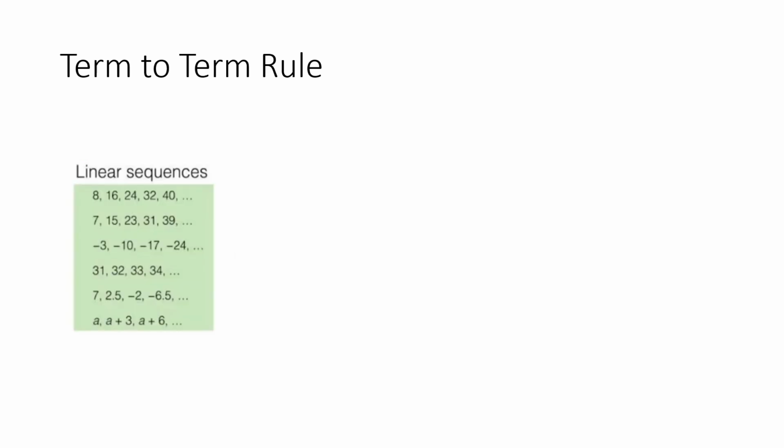So now we will move to the next subtopic, term to term rule. So this is the previous case, the previous examples. For each of these examples, we will see what is the term to term rule. With that, you will get some more idea about what is the linear sequence. So till now, if you have any doubt regarding the linear sequence, that doubt will be clarified. So we will see what is a term to term rule.